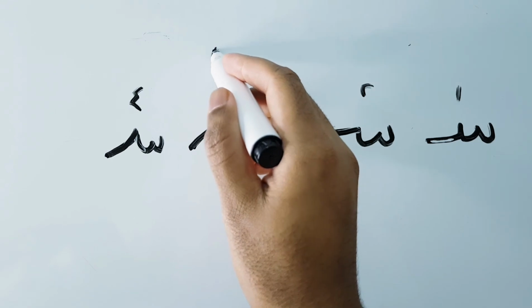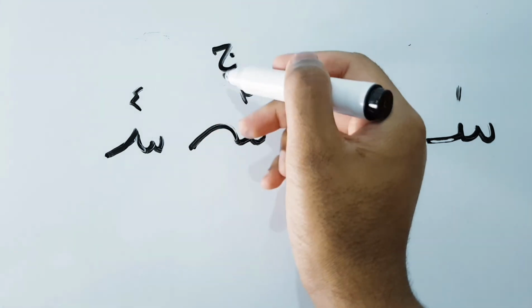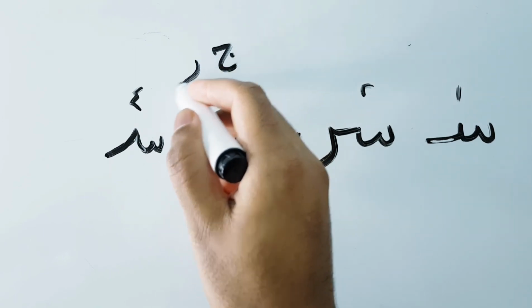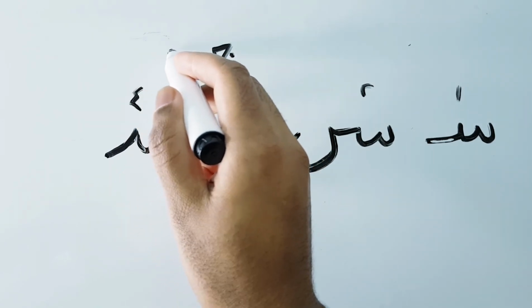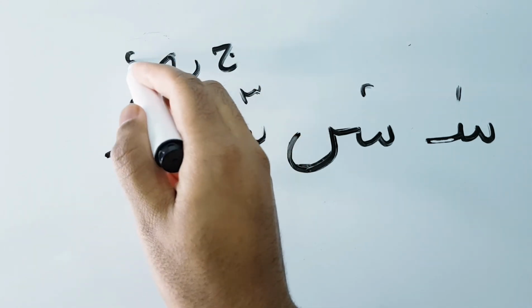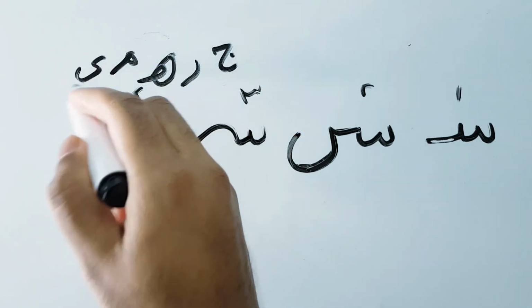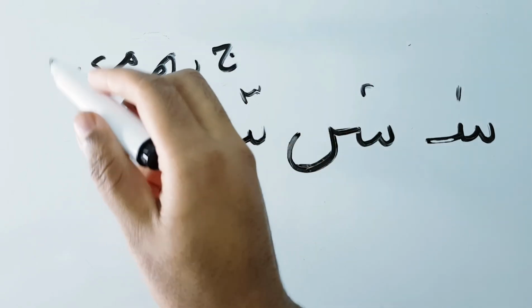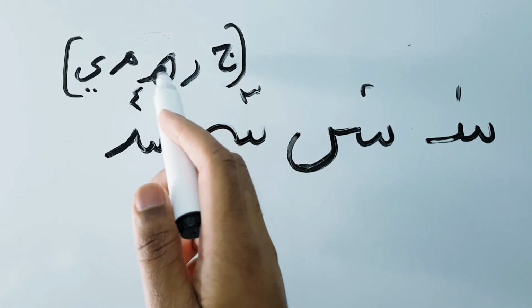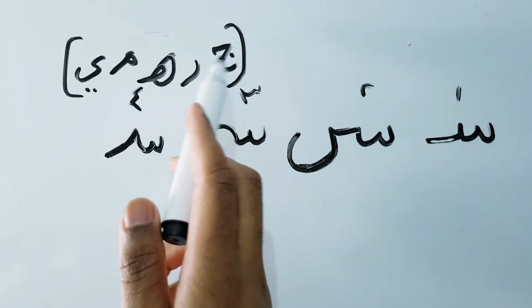These 5 letters are Jim, Ha, Kha, Ra, Za, Ha when it's in the middle. We're going to take this inshallah. Ha when it's in the middle, Mim. It's possible to put these into a word. Jurhumi is an acronym that represents these letter forms.